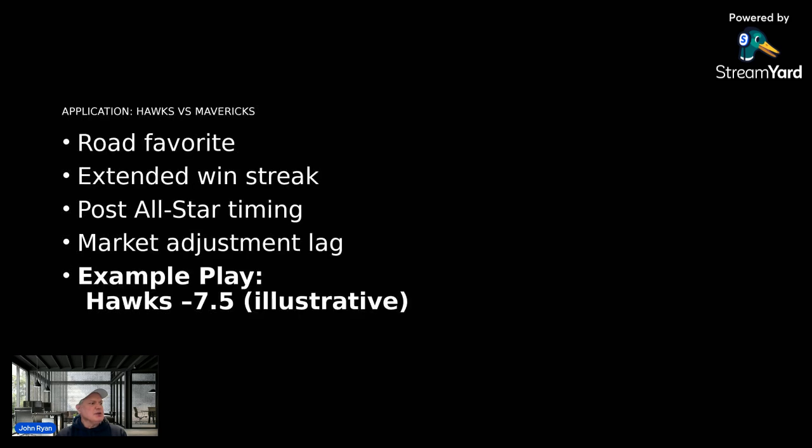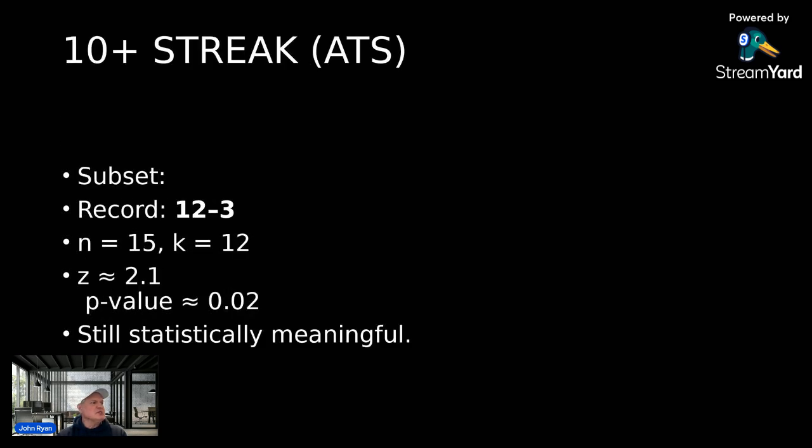So then we have the ATS part of it. How does this work against the spread? Because that's what is really meaningful if you're going to consider making a bet. 12-3 ATS for 80% winners, which is outstanding. There's only a 15 sample size, and K equals 12, which K stands for wins in the formula.